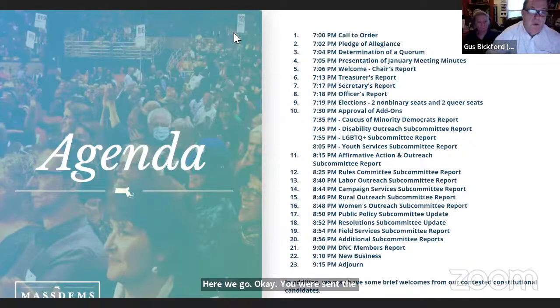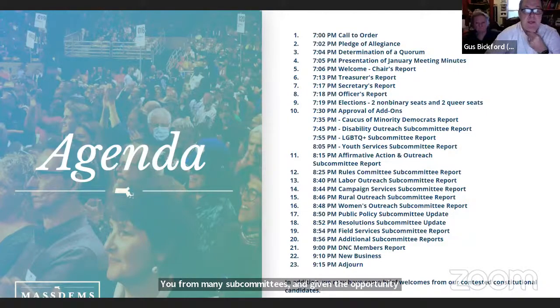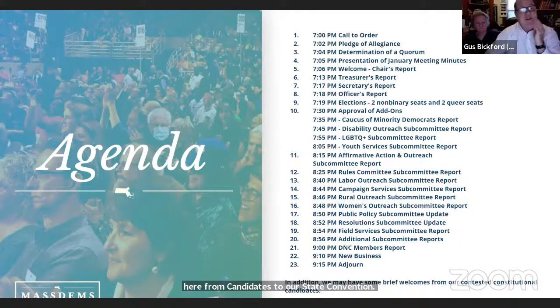During the meeting, we will hold elections to fill our 4 add-on seats to the state committee. We will vote add-on delegates to state convention. We will learn more about our diversity, equity, and inclusion program that has begun. Hear from many subcommittees, and when given the opportunity, hear from candidates to our state convention. Do I hear a motion to approve the agenda?